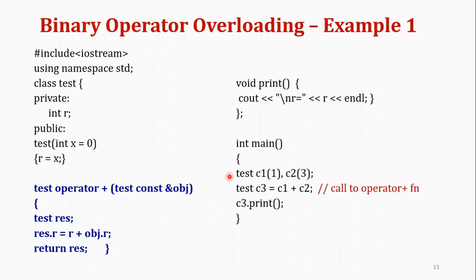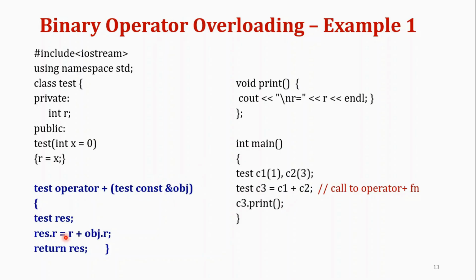So remember, for C1, one memory will be created separately and it has its own R value inside that. For C2 also, one memory will be created, and in that memory object, the R value will be 3. And for C3, a new memory will be created for the third object, and that will be the summation of the two objects C1 plus C2, which means it will be calling the operator plus function, passing C2 to obj, and C1 is implicit.